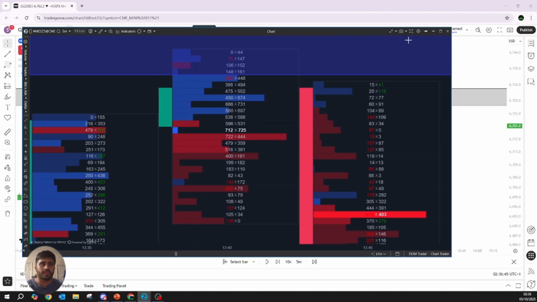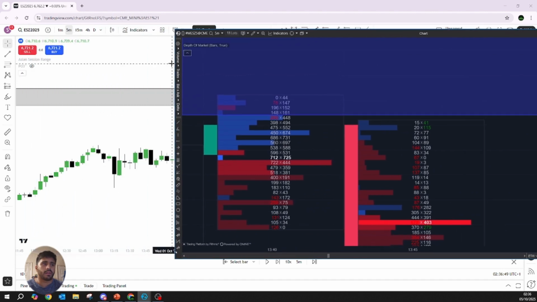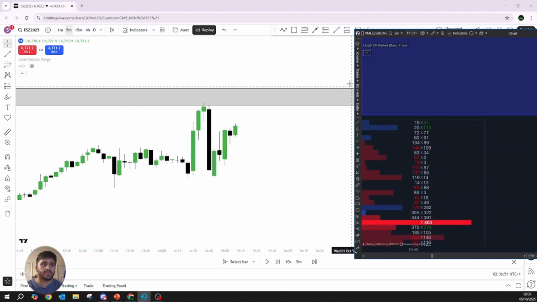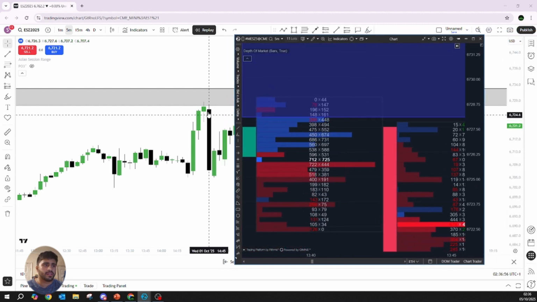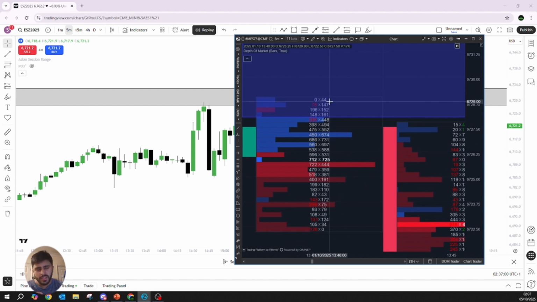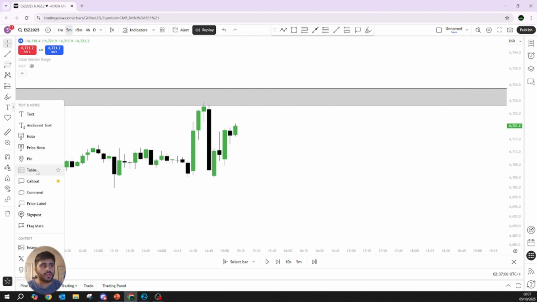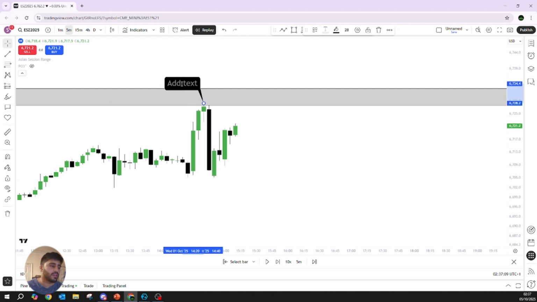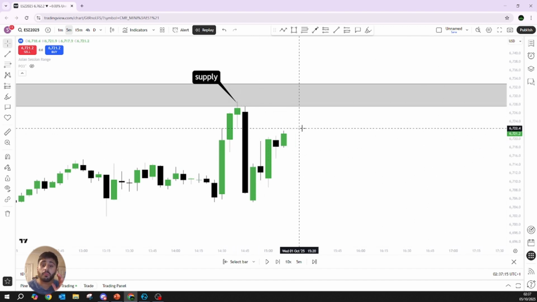If I put this next to the candlestick chart, we see a lot of aggressive buyers over here. So this is what I'm talking about. Here we see a lot of aggressive buyers, and these aggressive buyers are failing to break above this level. So this is showing us an area of supply. This is a supply area. The reason it's a supply is because we can see aggressive buyers failing.